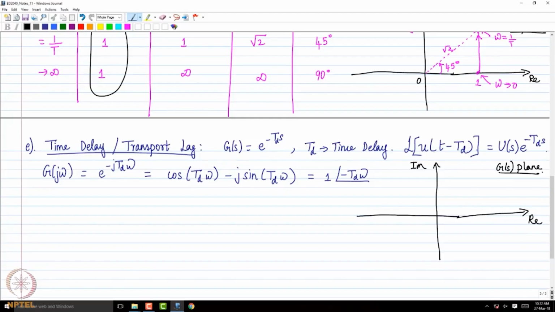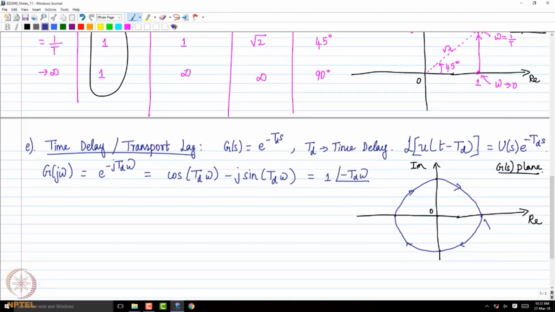The magnitude is always 1. So what can you say? Circle. It's a unit circle, isn't it? The magnitude is always 1, and the phase goes like minus T_D omega. So if you plot it, I'm just going to try my best to draw a circle freehand. Let us see how it goes. So essentially I am going to get a circle, which essentially goes like this.